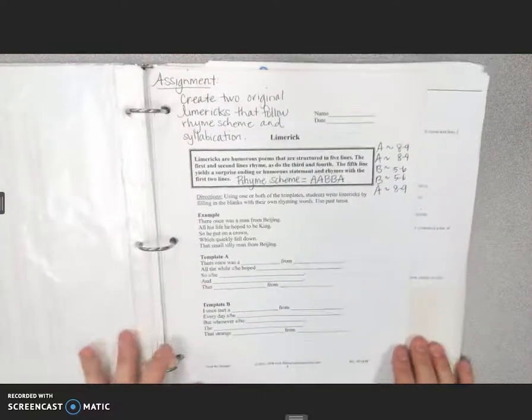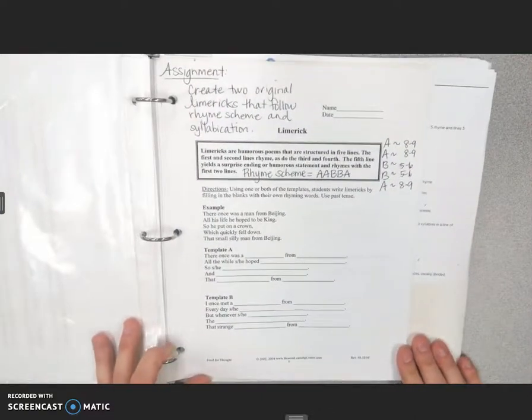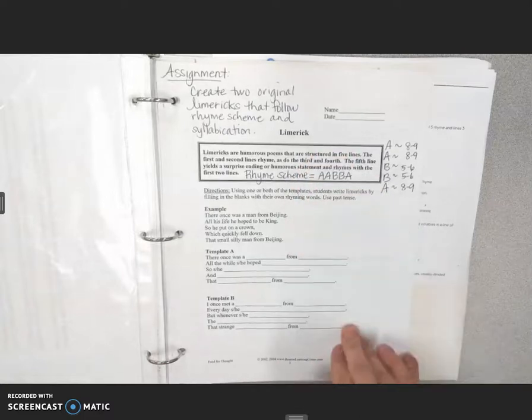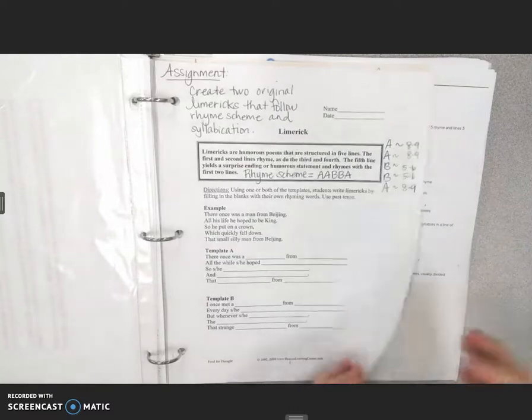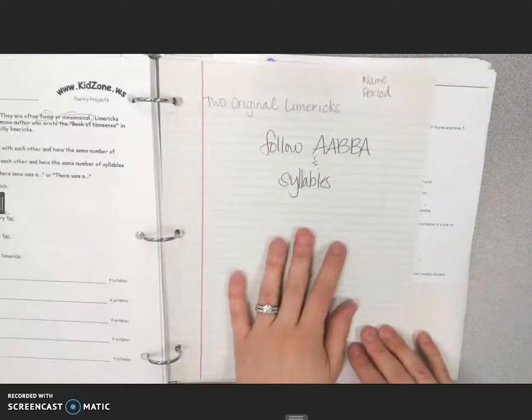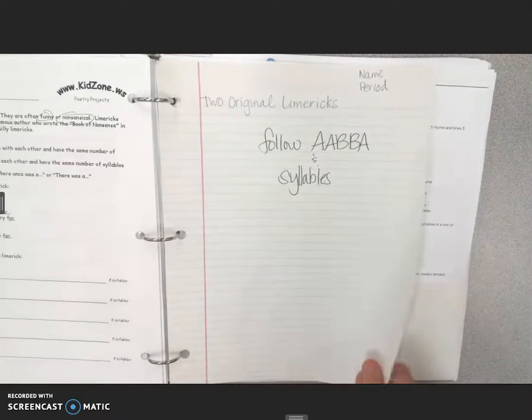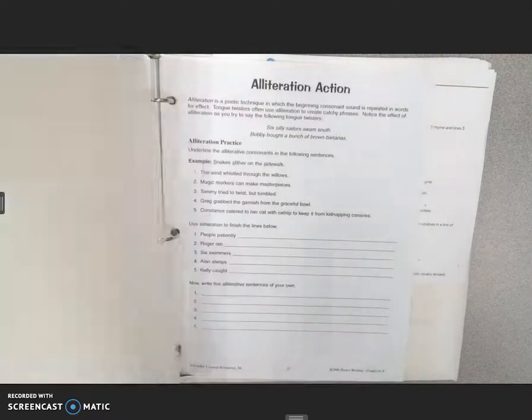Anyways, limerick. So this is what we did yesterday in class. We went through all of this in class, so you should have it all filled out, and your assignment was actually to create 2 original limericks. That was supposed to be done today. So what do you know? Our rough draft original limericks is next on binder paper.